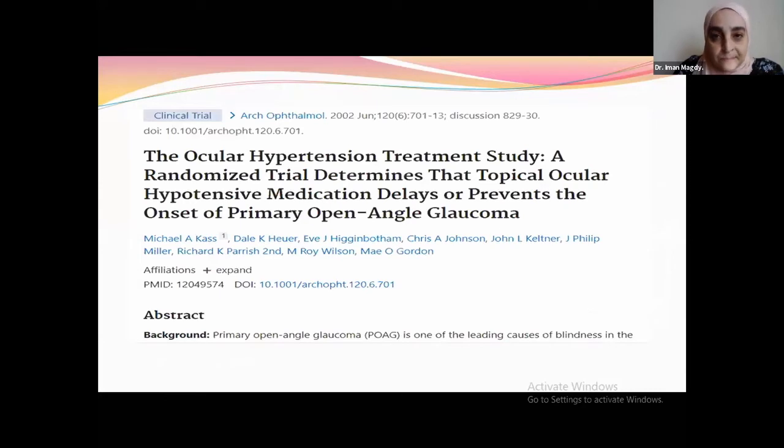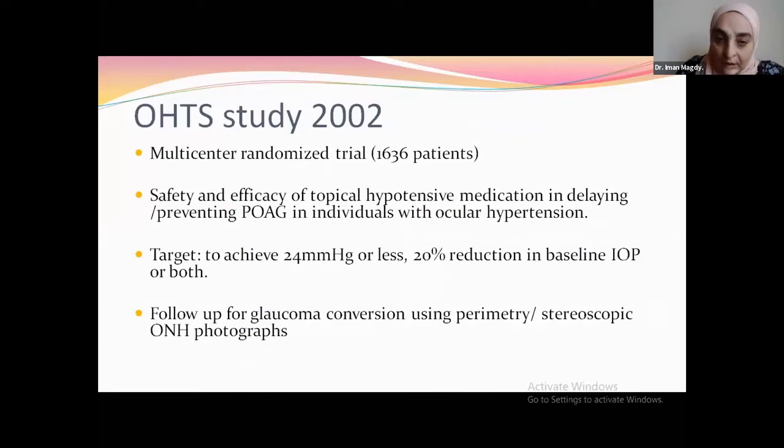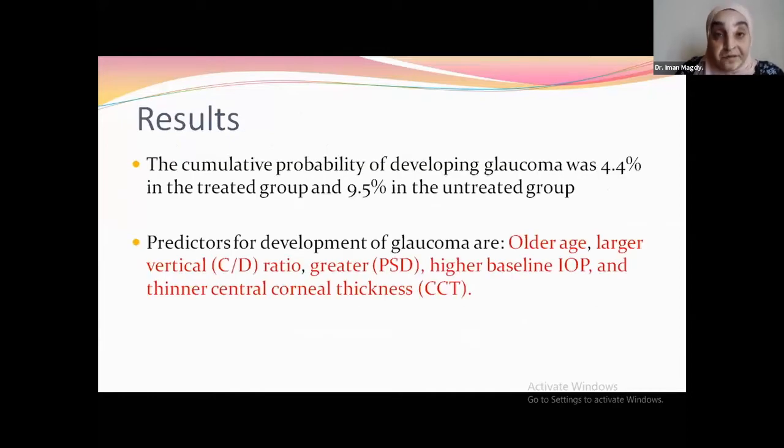Of course, we cannot speak about the glaucoma suspect without mentioning the Ocular Hypertension Treatment Study, especially for type 1 suspects, the ocular hypertensive. This study was published in 2002, and it was a randomized trial on a large number of patients testing the safety and efficacy of topical hypotensive medications in delaying or preventing glaucoma in these patients. The target was to achieve an IOP of 24 millimeters of mercury or less, or a 20% reduction, or both. Follow-up was maintained for 5 years, and the results showed that the cumulative probability of developing glaucoma was 4.4% in the treated group versus 9.5% in the untreated group. So treatment actually reduced the conversion to manifest glaucoma by about 50%.